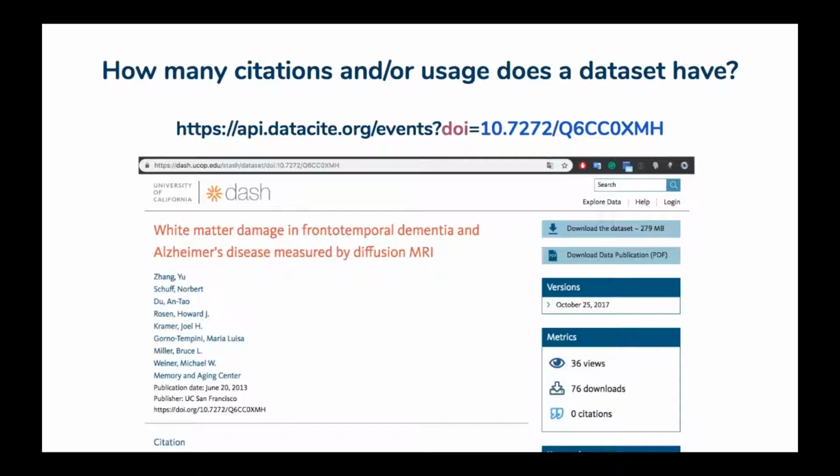So I'm going to, oh, actually, there's another example here, which is also using the same system to look at individual researchers.